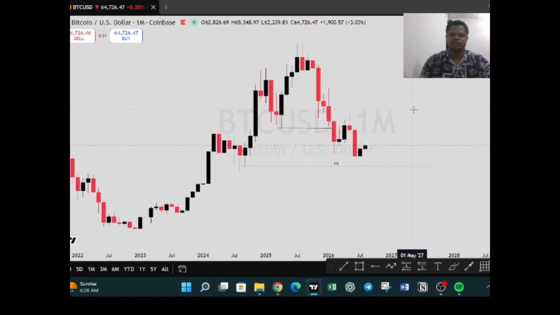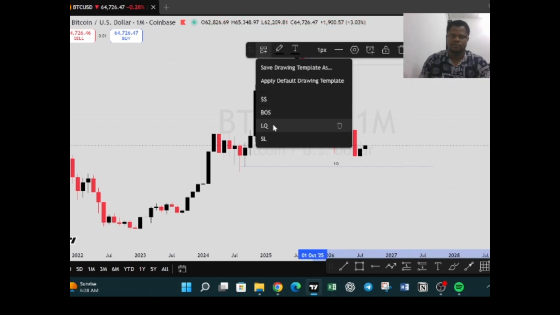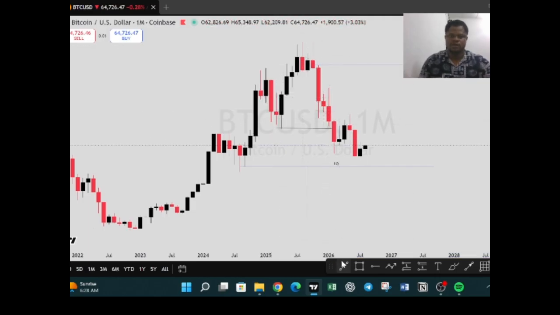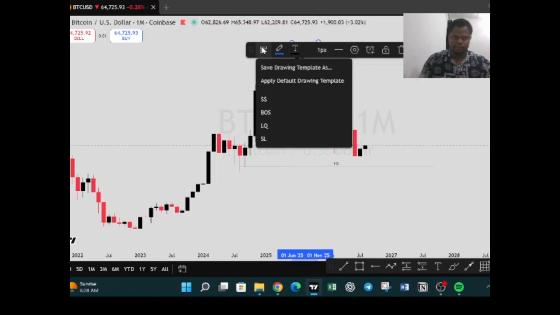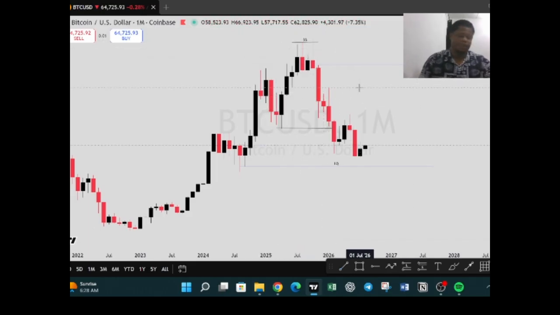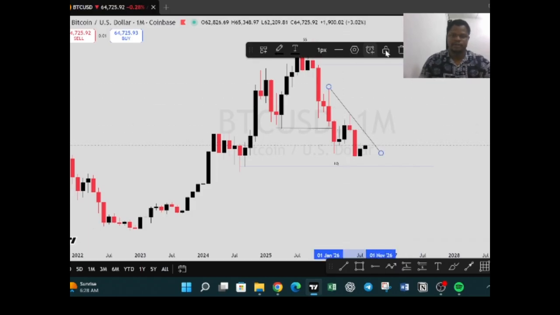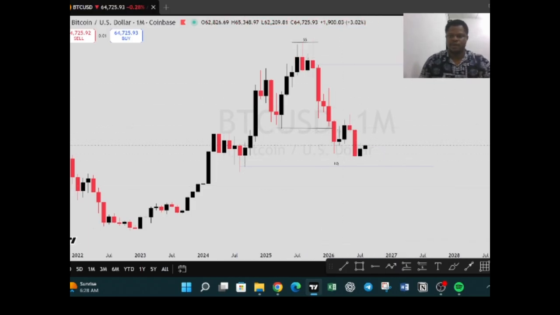If these sellers are induced, where is their liquidity? I can see that their liquidity is above this high here, because we have a sweep here. So we have a protected high above that place. All these are going to be liquidity because of that break of structure to the downside. So this is what I can see on my monthly time frame.